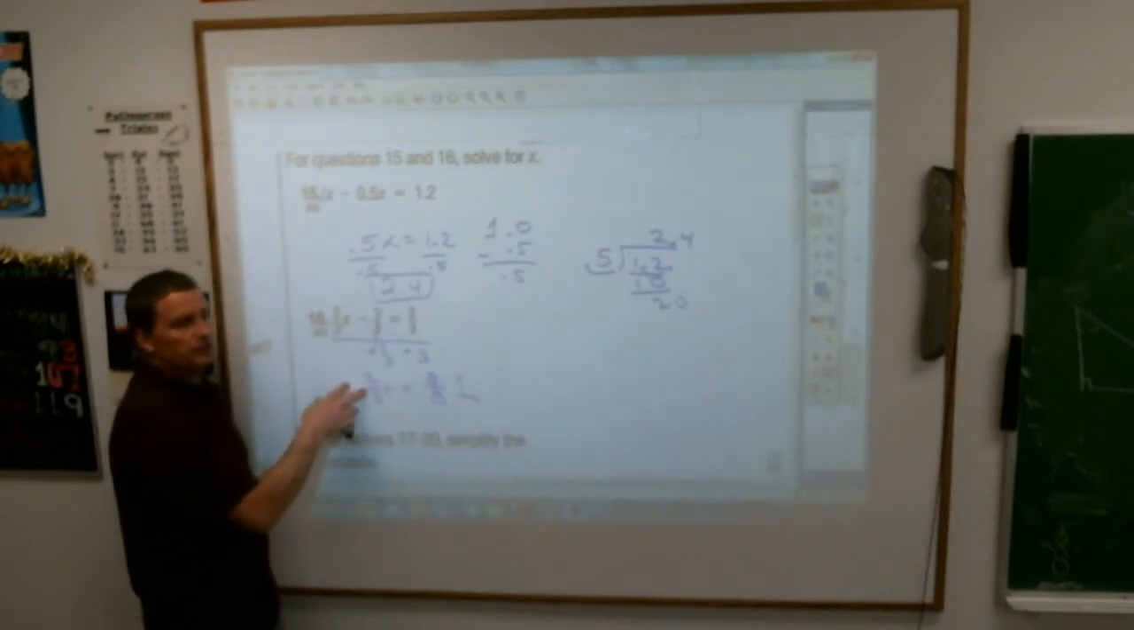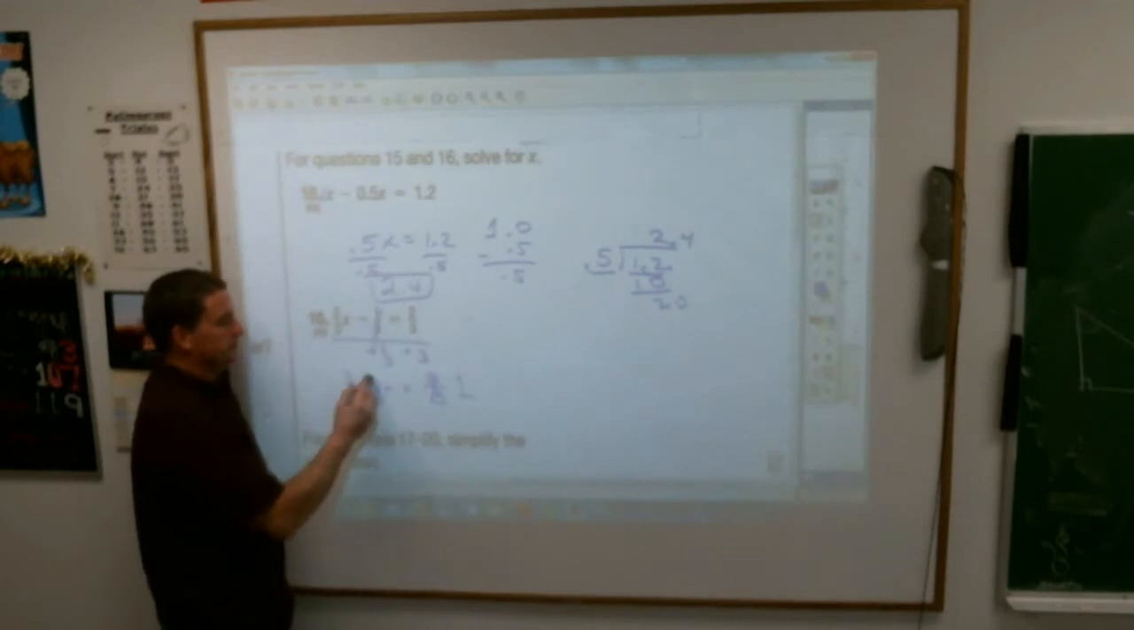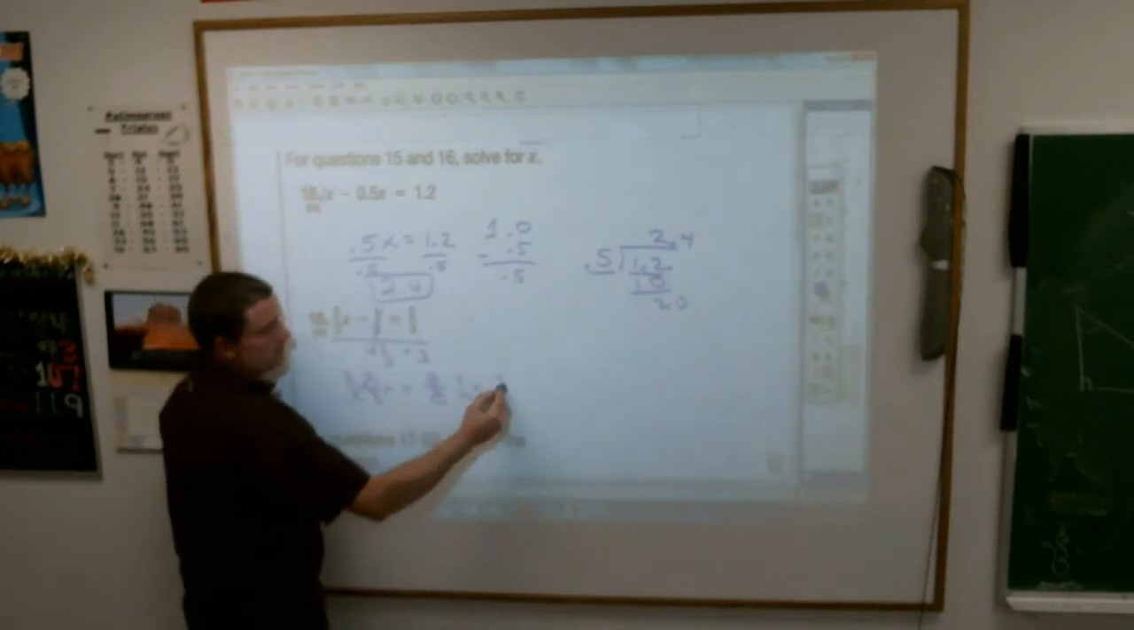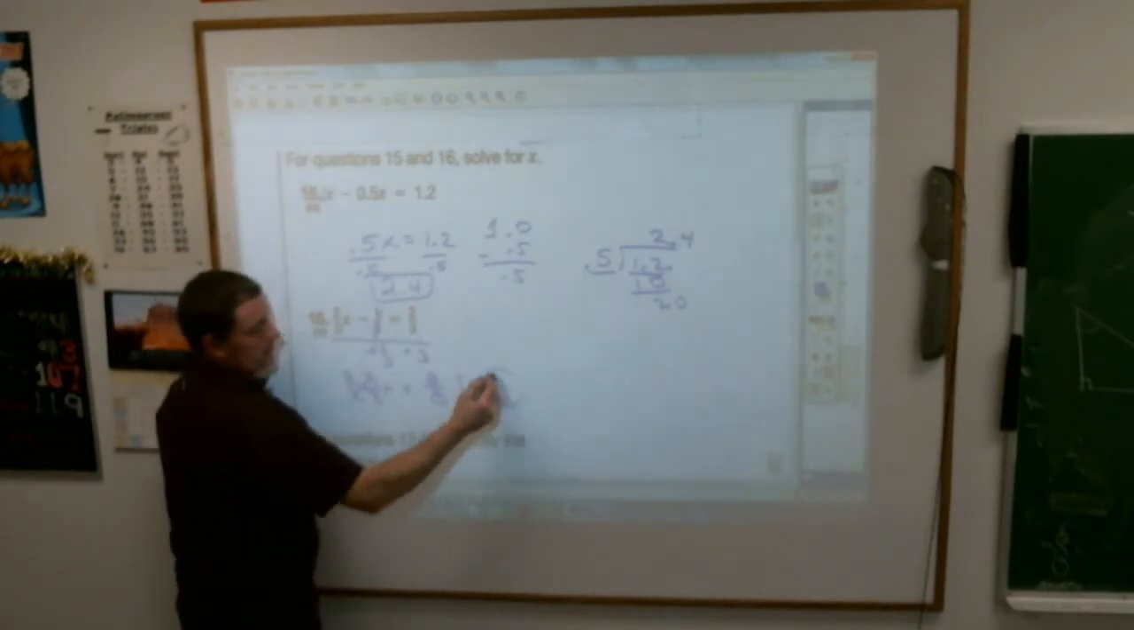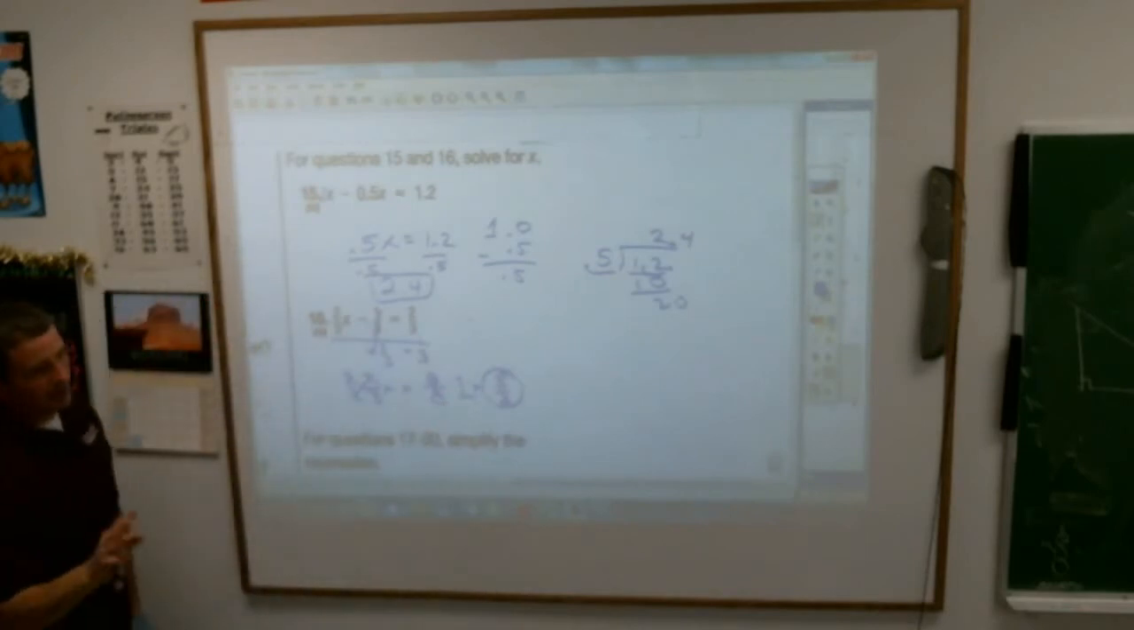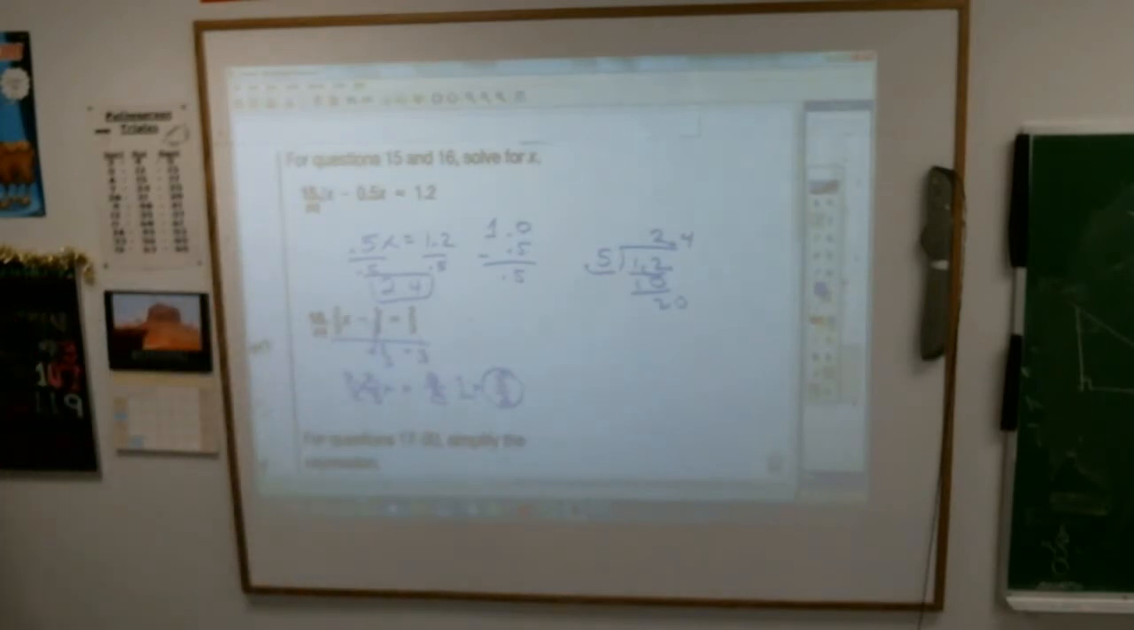If you have a fraction in front of a letter, what do you do to get rid of it, Michael? Flip and multiply. 1 times 3 over 2 is 3 over 2. And if you have 1 1/2, that's fine. Book just didn't use that there.